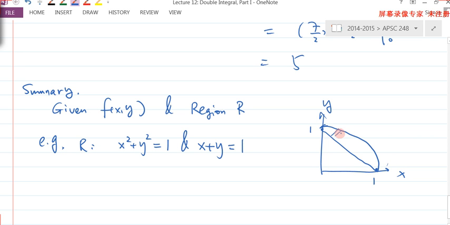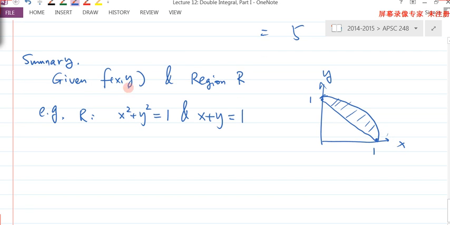So this is your region R. That's bounded, and that's where the two curves intersect. They don't intersect anywhere else. So you have f of x, y. Imagine f of x, y is standing on top of the xy plane. And we're looking for the double integral, this double integral right here. Basically, what's the volume between that f of x, y and this region R right here?